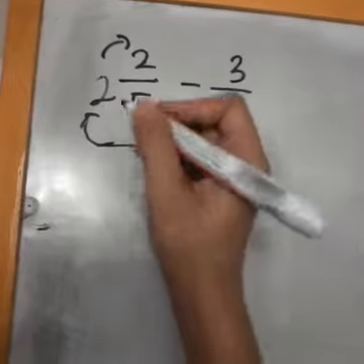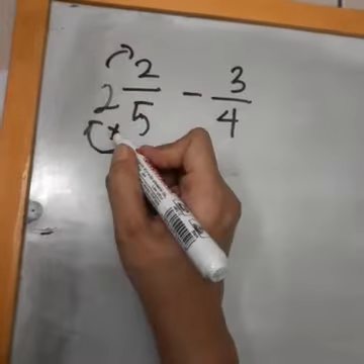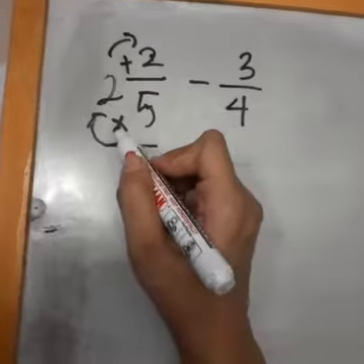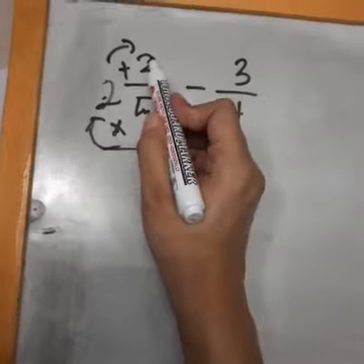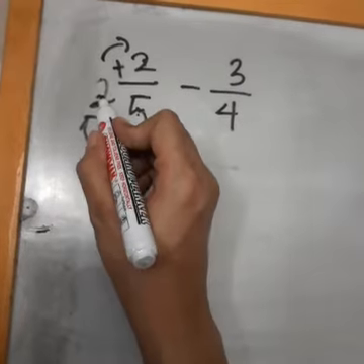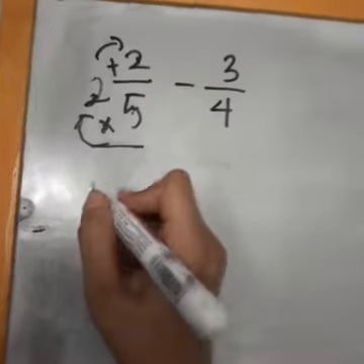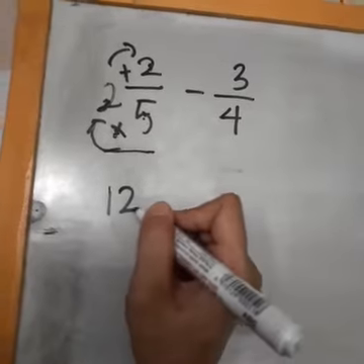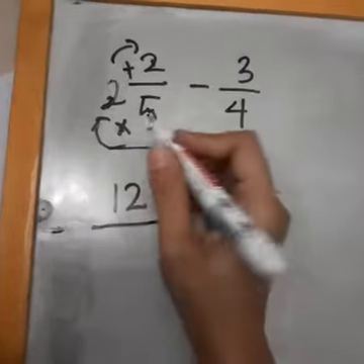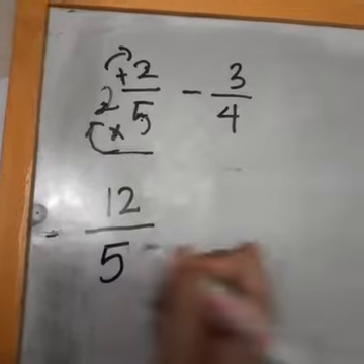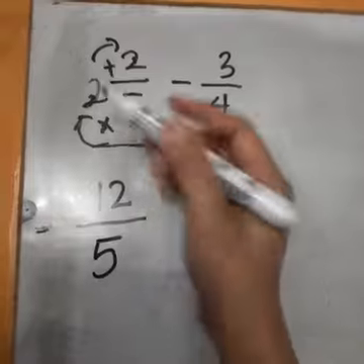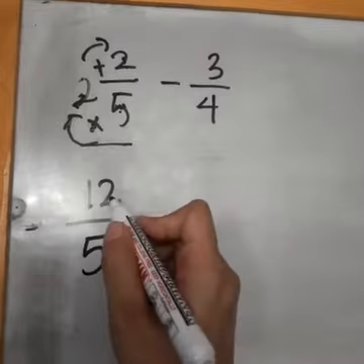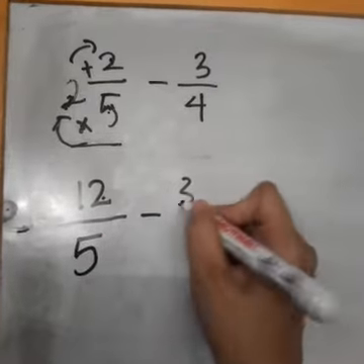To change it into a fraction, the first step is 5 times 2 plus 2. 5 times 2 is 10, plus 2 is 12. 12 is the numerator, or the top number. And 5 here, we keep the same. So 2 2/5 is the same as 12/5. Now we have 12/5 minus 3/4.